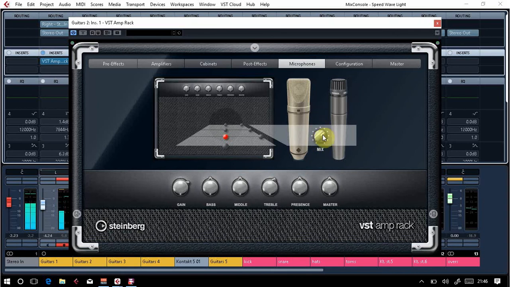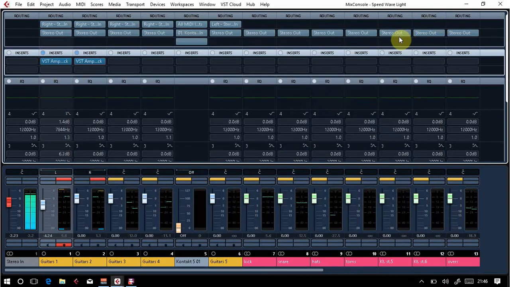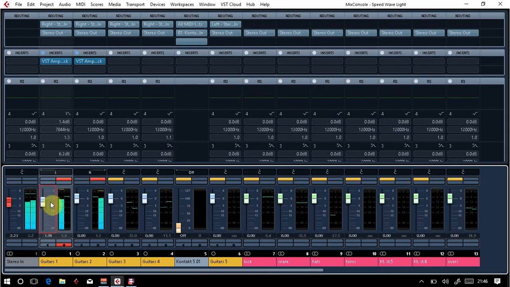Just experimenting with different microphones. A bit of a delay there, but I'm running it off my battery, which hasn't got long left on the laptop, which probably isn't helping that. Okay. Let's try and level them up a bit. So we're happy with that sound.